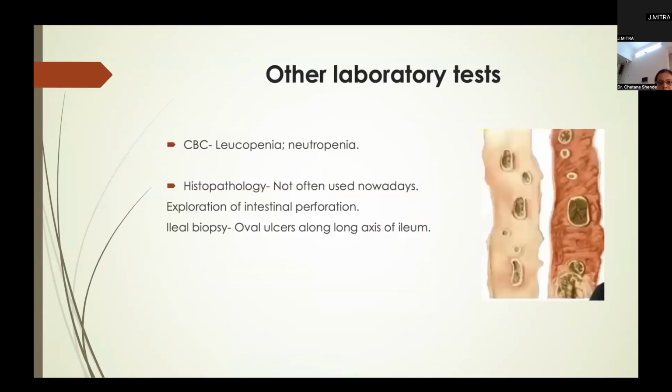Next slide. So other laboratory tests: in case of complete blood count, we can see leukopenia and neutropenia. Histopathology is not often used nowadays because the intestinal perforation stage is not achieved. Because of the antibiotic era, there is timely diagnosis and treatment of typhoid fever. So we do not tend to see the intestinal perforation due to typhoid.